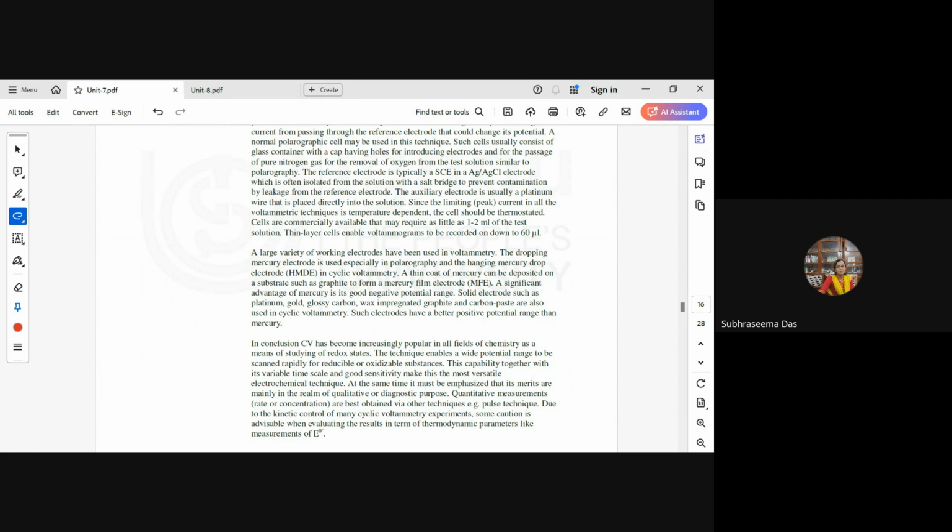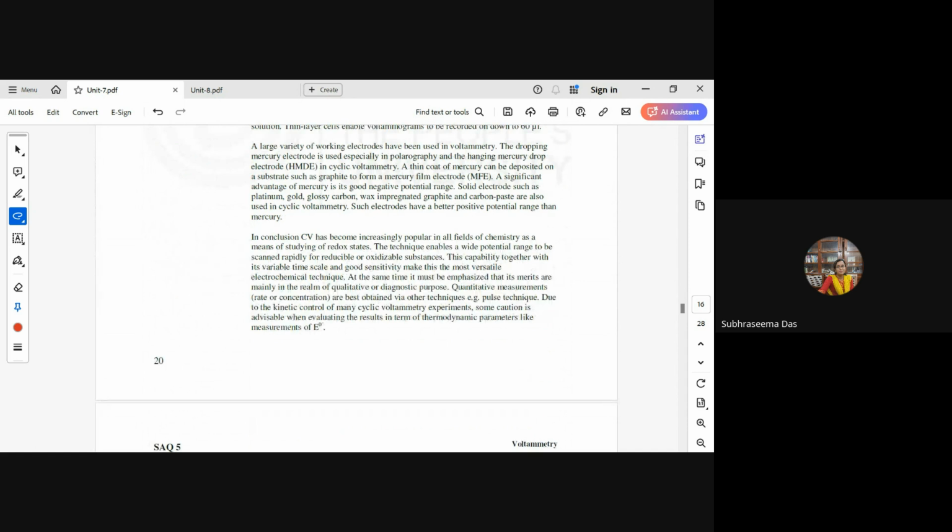Particularly, a thin coat of mercury has been deposited on graphite to form the mercury film electrode. A significant importance of using mercury is that it has a good negative potential range. Solid electrodes made of platinum, gold, or carbon are also used in CV, and such electrodes have a better positive potential range than mercury.